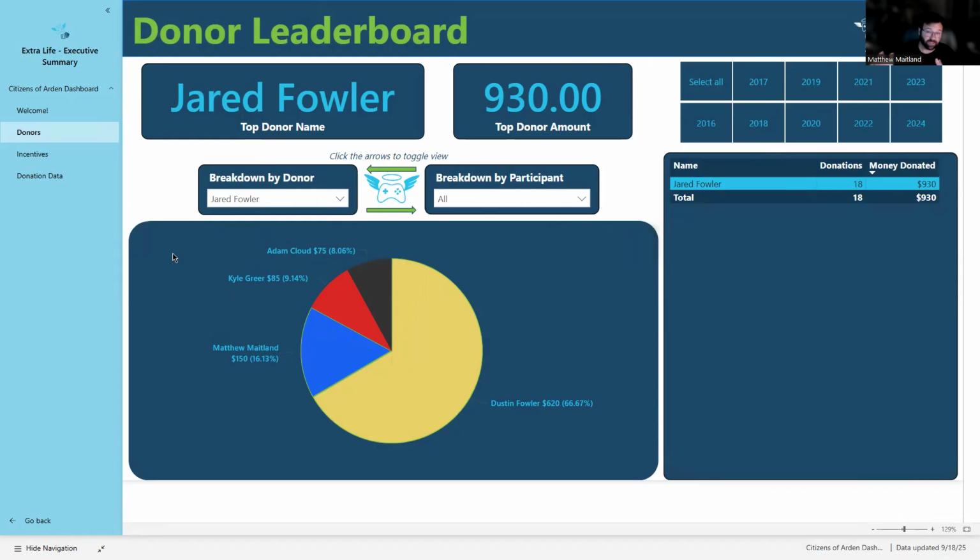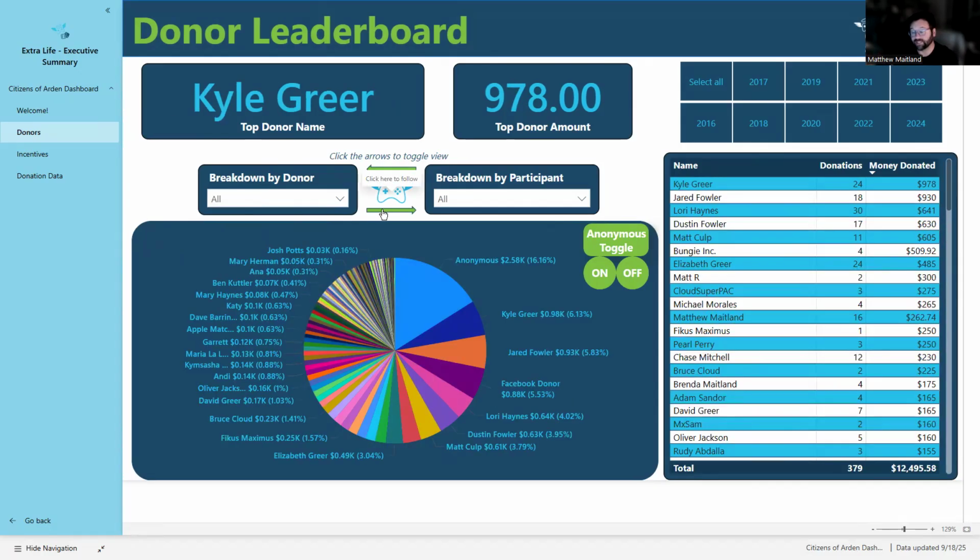So 66% of the money that he has donated has gone to his older brother. 16% of the money he's donated has gone to me. 9% of it has gone to Kyle Greer, and 8% of it has gone to Adam Cloud. So you can easily see whenever somebody's donating, you can break it down, see how much is going to each different participant, which is an interesting view. However, we can also look at a breakdown by participant instead.